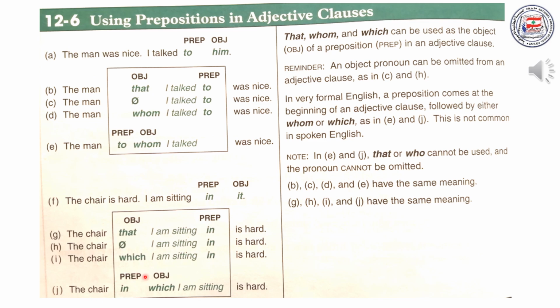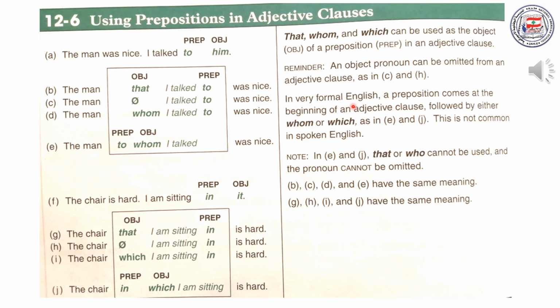Again, you can put the preposition in front of which and not in front of that, as in J. The chair in which I am sitting is hard. Now, in conclusion, that, whom, and which can be used as the object of a preposition in adjective clauses. Reminder, an object pronoun can be omitted from an adjective clause as in C and H.